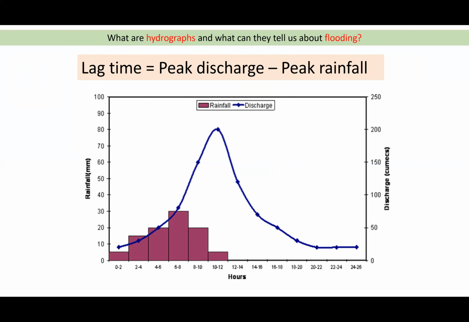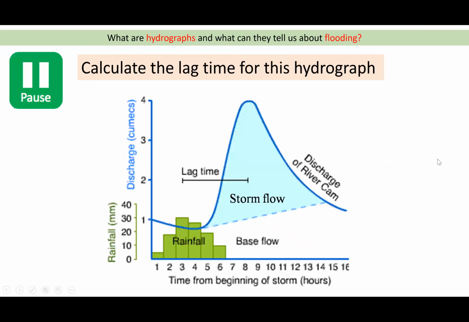So it's really, really important in an exam that you read the graph really carefully to make sure that you're reading the correct axes for each variable. So therefore, to calculate the lag time, we get the peak discharge and we take away the peak rainfall. So in this case, we've got about 11 hours to get the peak discharge, and the peak rainfall happened at about 7 hours. So 11 minus 7 is 4.